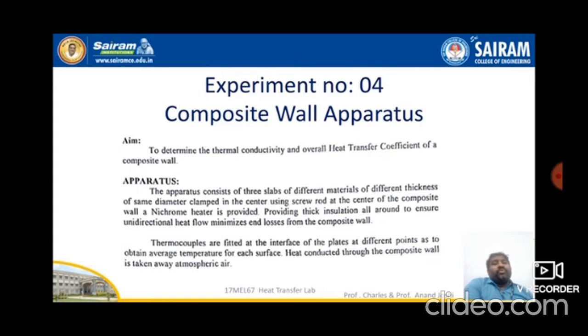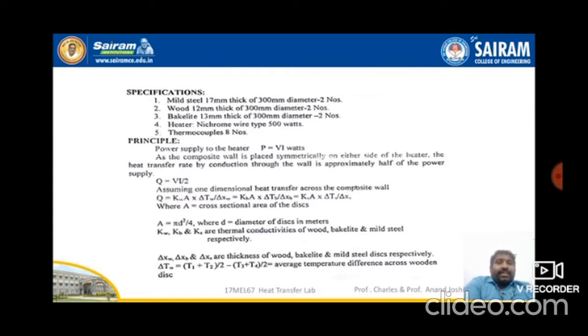And also, thermocouples are fitted at the interface of the plates at different points to obtain the average temperature of each surface. The heat conducted through this composite wall is taken away by the atmospheric air. Once you understand the design of the apparatus, let us go to the specifications provided by the designer.